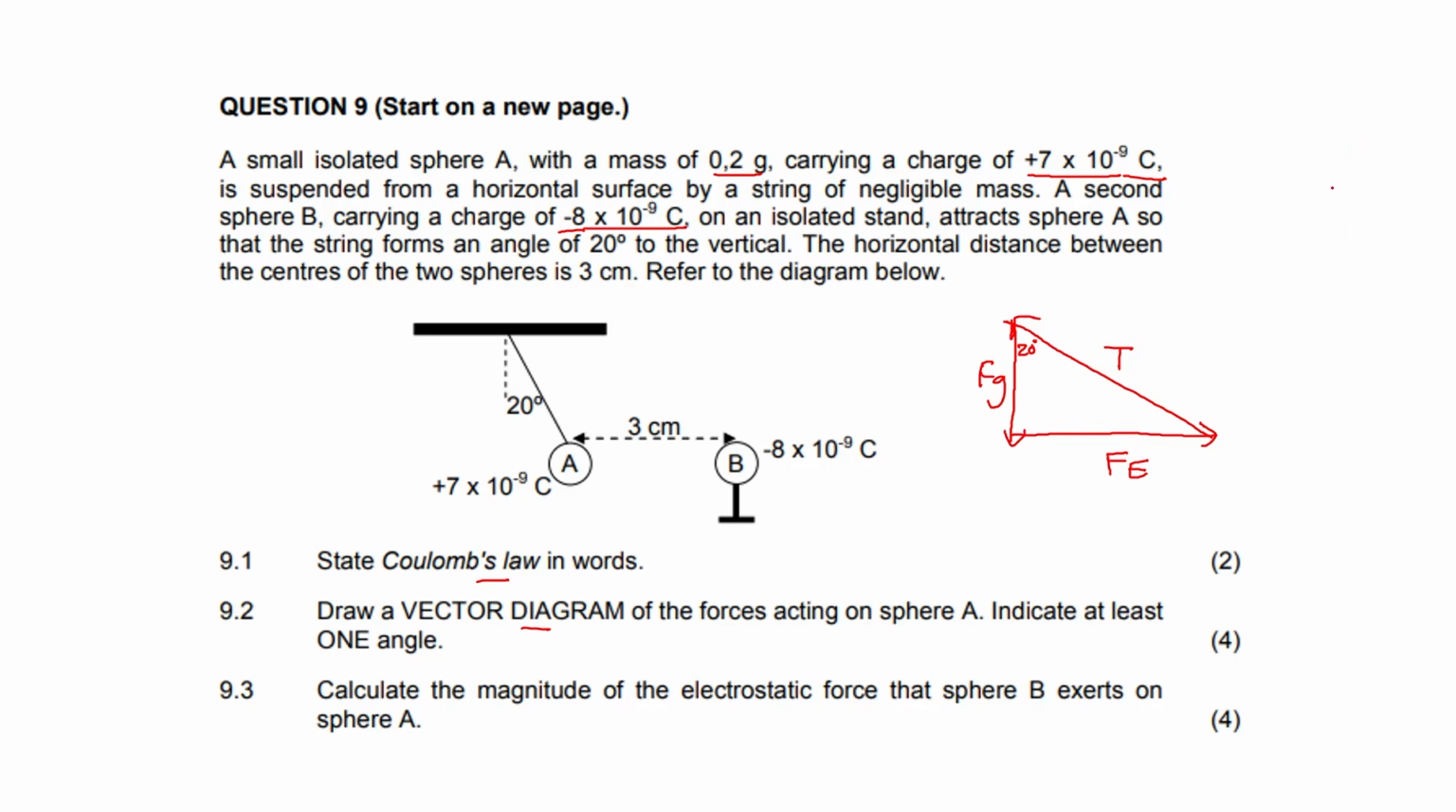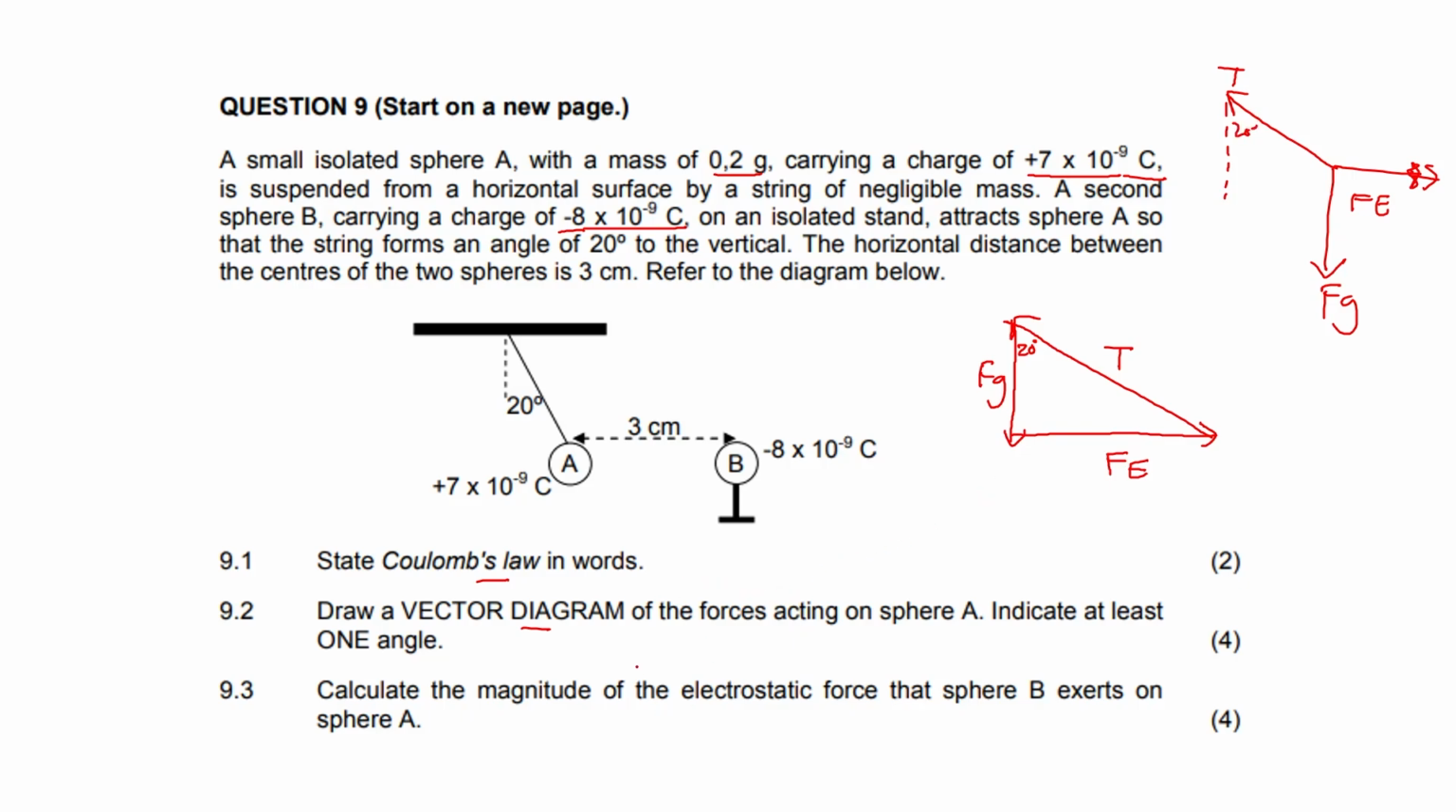Another way you could draw it is like this. You could draw Fg down, and if this makes more sense to you, Fe across. They're usually the same length. This has to be a little bit longer. And then we have the tension pulling up. And then you just draw the 20 degrees right there. Either one would be fine.